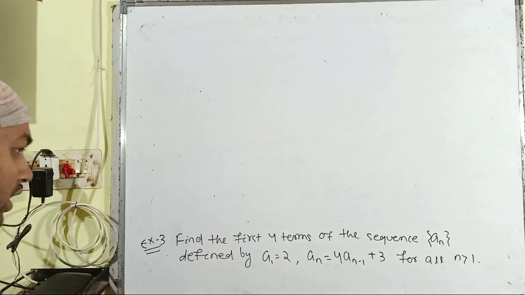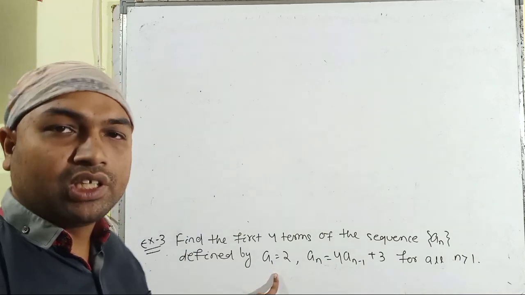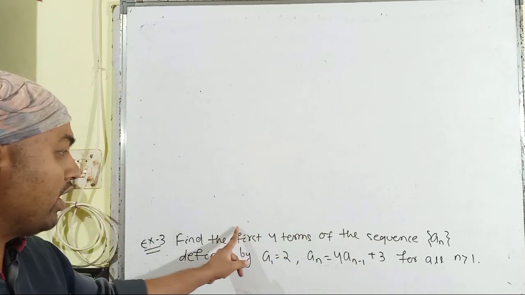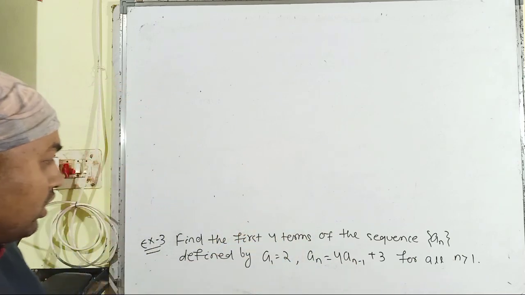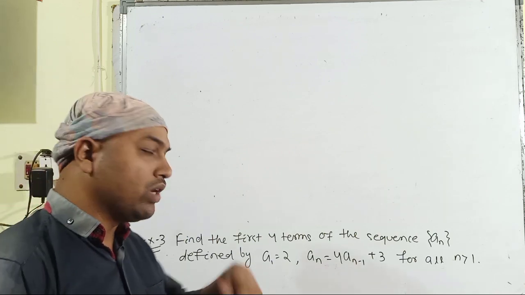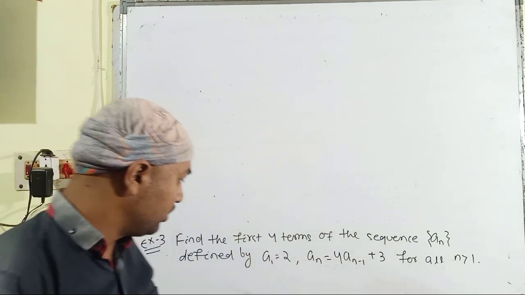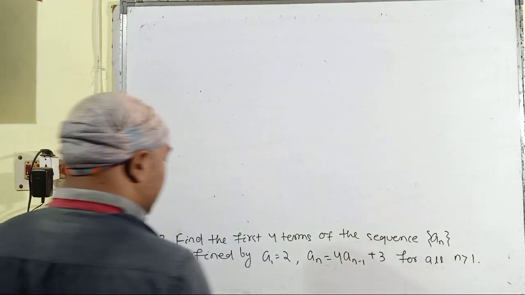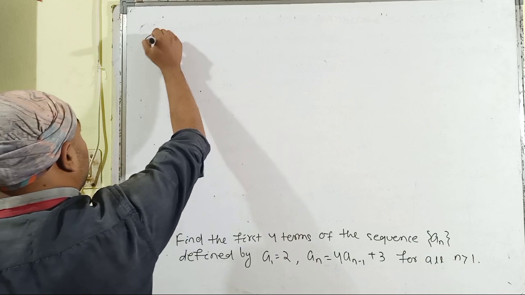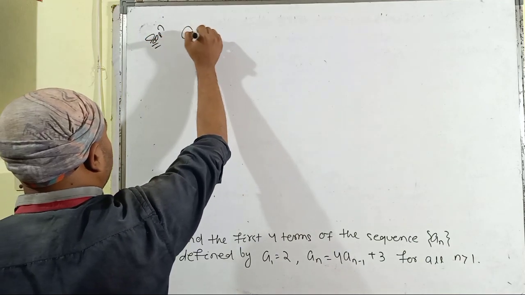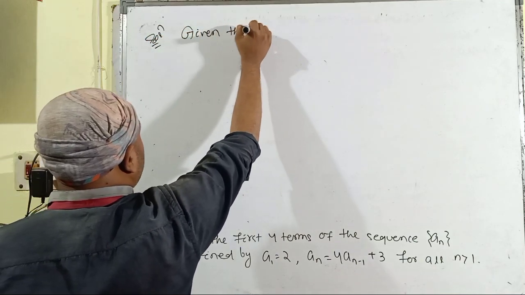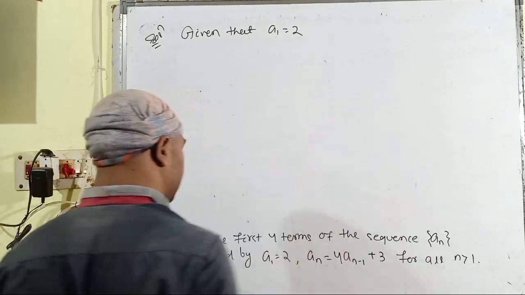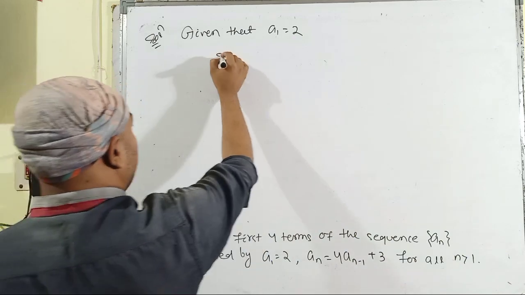In this problem, it has been given that the first term is given, and there is again a condition, and we have been asked to find out the first 4 terms. The first term is given, that means we have to find out the next terms. And here n is greater than 1. So here is the solution. Given that a1 is equal to 2, that means the first term.